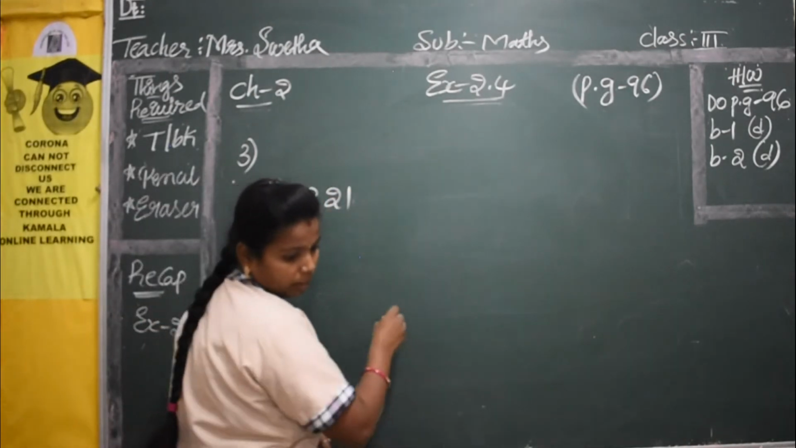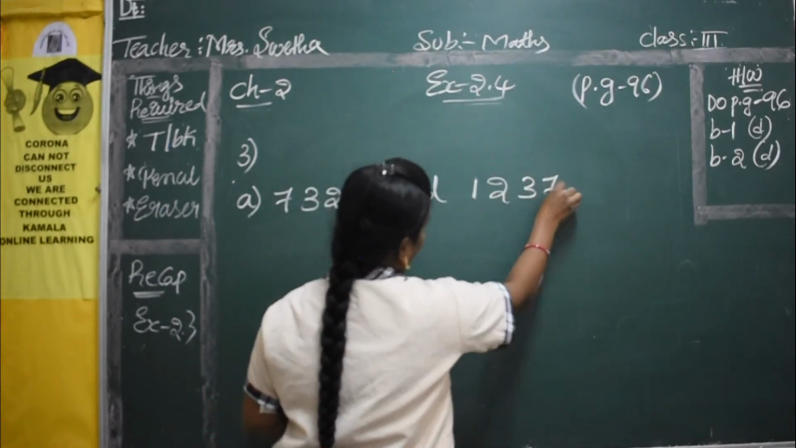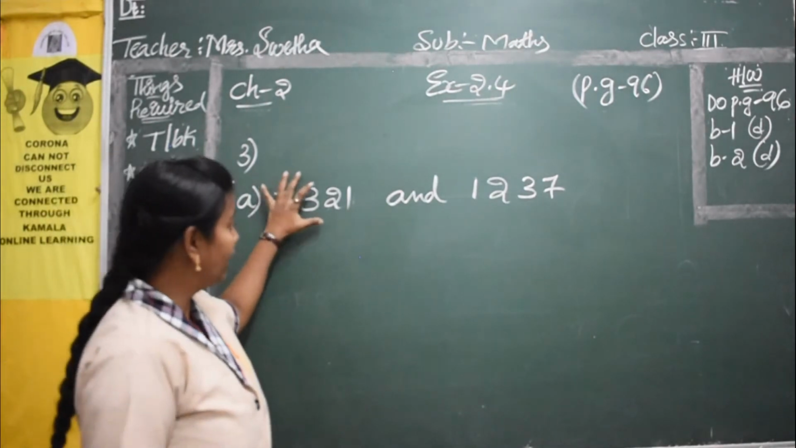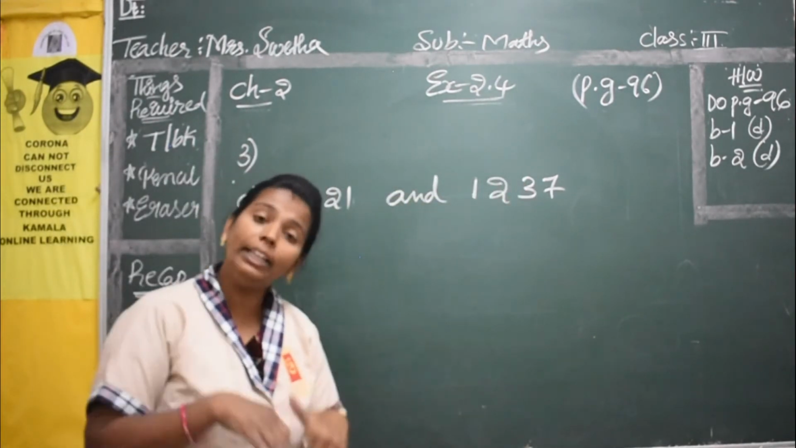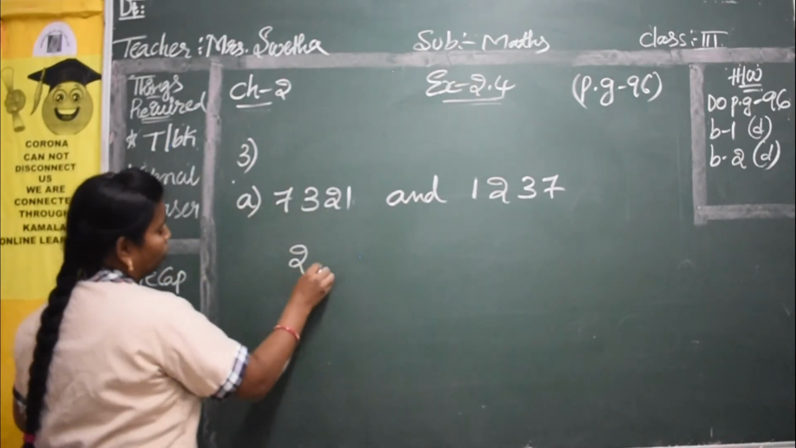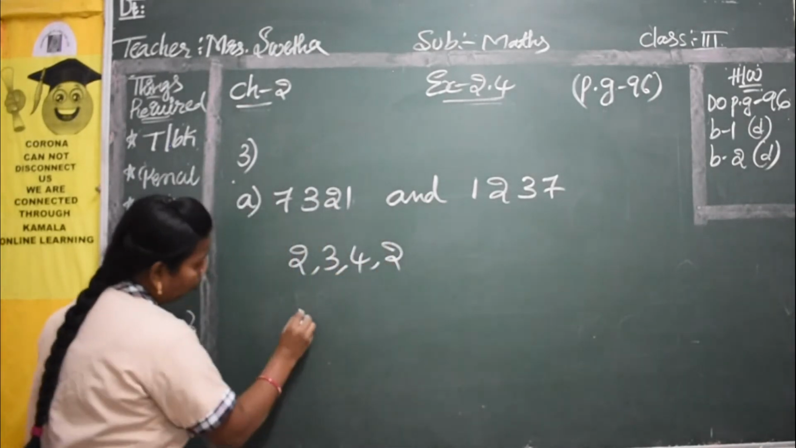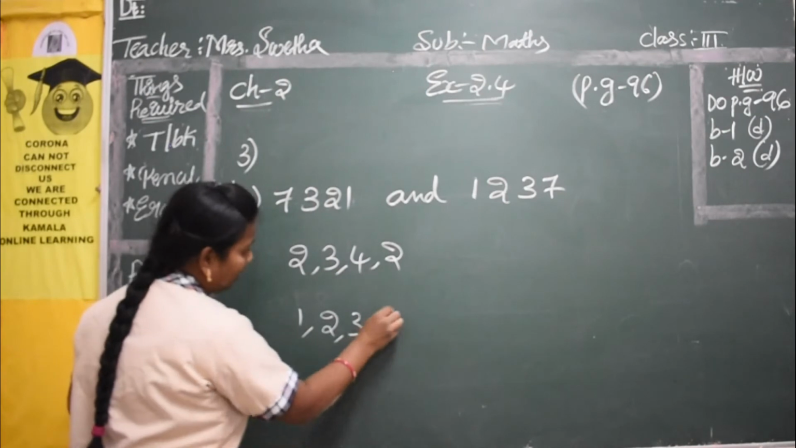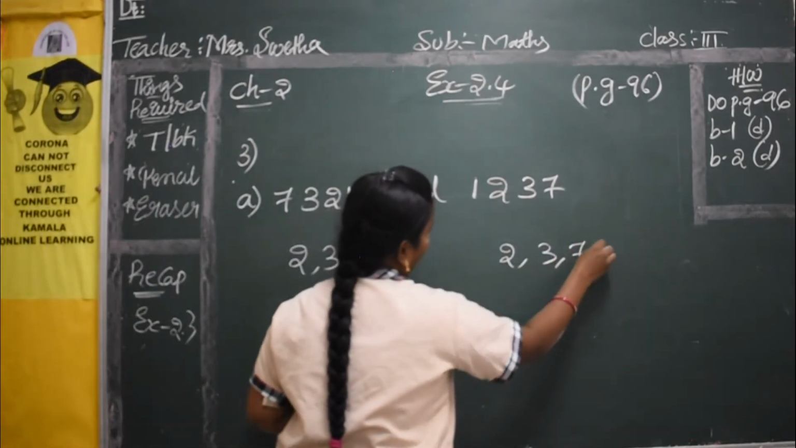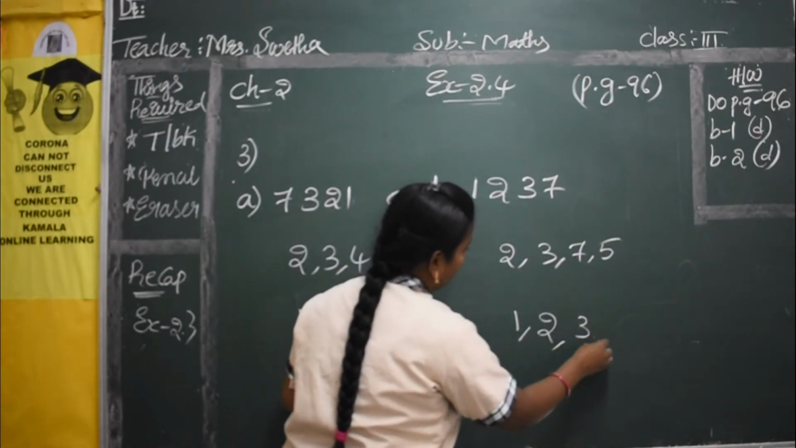7, 3, 2, 1 and 1, 2, 3, 7. So these digits, this greatest number and smallest number, are already formed. But what you have to do, they have given options here. See, 2, 3, 4, 2. Next, 1, 2, 3, 7. Then, 2, 3, 7, 5. Then, 1, 2, 3, 4.